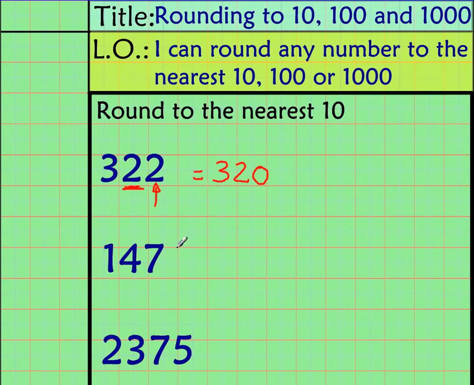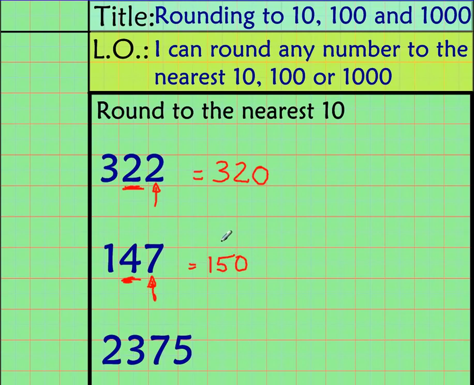Let's look at the same thing here. I'm looking for the nearest 10 again. So I underline the tens digit, and I look for my indicator. Here we go, the number 7. Well, 7 is above 5, so that tells me I'm going to round up. I go back to my underlined digit, and it moves up. The 1 I didn't touch, nowhere near that. I'm only ever changing the underlined digit and everything to its right. So the 1 stays the same, the 4 was rounded up so it became a 5, and everything else becomes a 0.